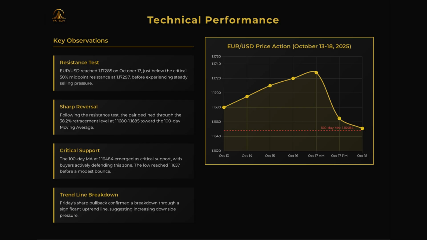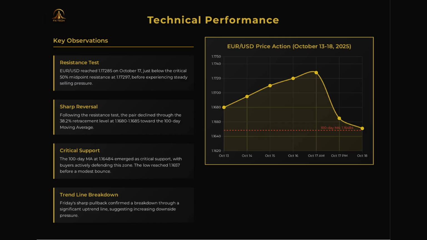The pair reached 1.17285 on October 17th, just below the 50% midpoint resistance at 1.17297 before encountering steady selling pressure. This triggered a sharp decline through the 38.2% retracement level at 1.1680 to 1.1685.